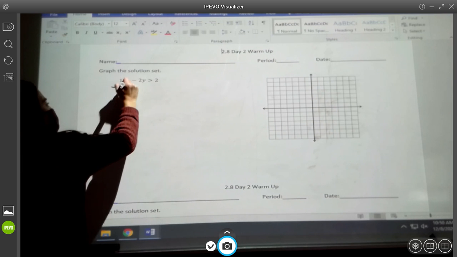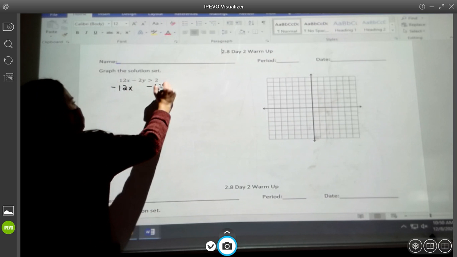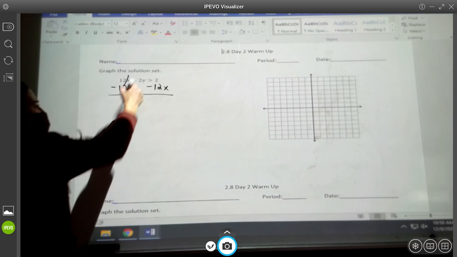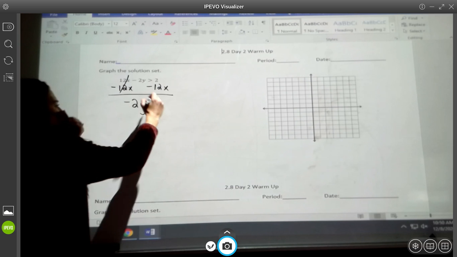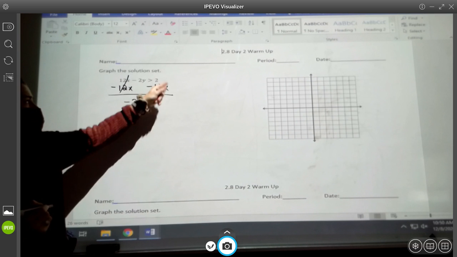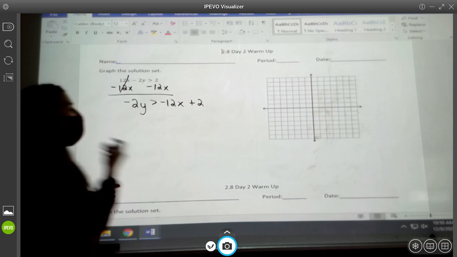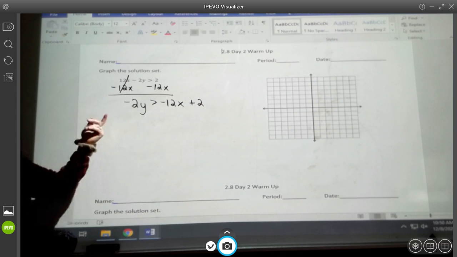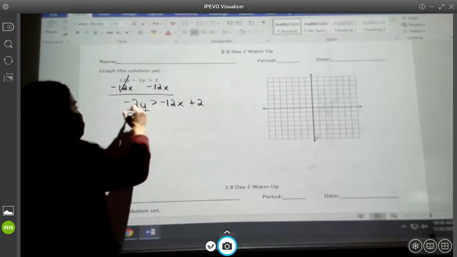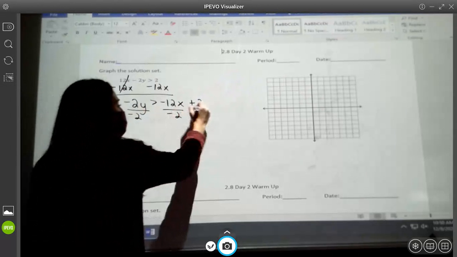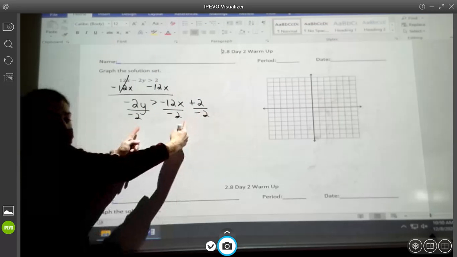So now we're going to minus 12x's, right? That leaves us with negative 2y greater than... I can't combine them, so I'm going to put my negative 12x first, and then my plus 2. The only thing I have left to do is to divide everything by negative 2, which means you are dividing both sides of an inequality by a negative number.